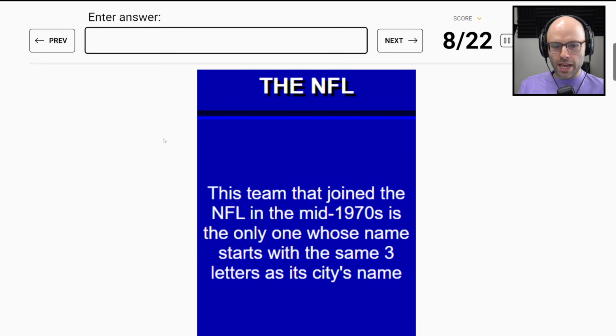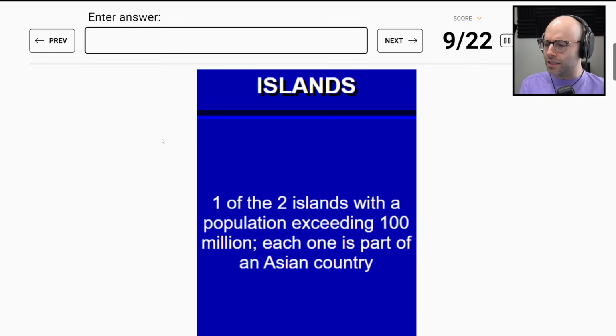The team that joined the NFL in the mid-70s is the only one whose name starts with the same three letters as its city's name. Seattle Seahawks. Oh, it's too easy.